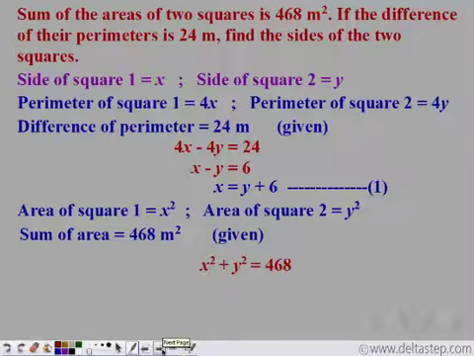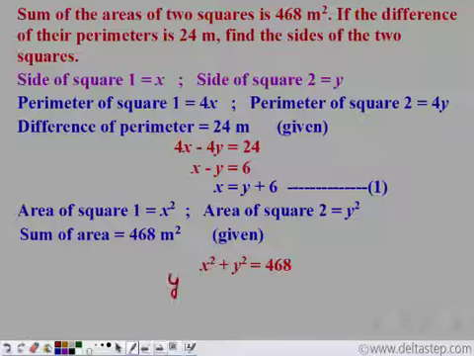But this is a quadratic equation containing two variables. We know how to solve a quadratic equation having one variable. So how do we solve it? Well, we have already represented x in terms of variable y. So let us substitute this value of x in this equation.